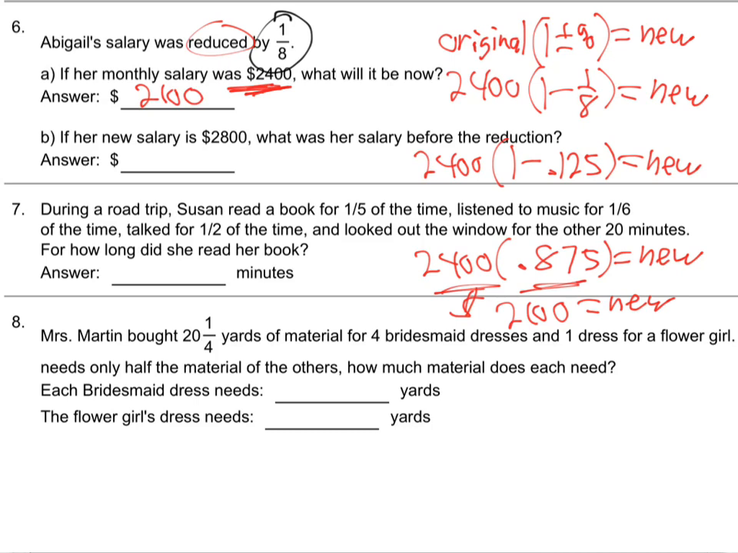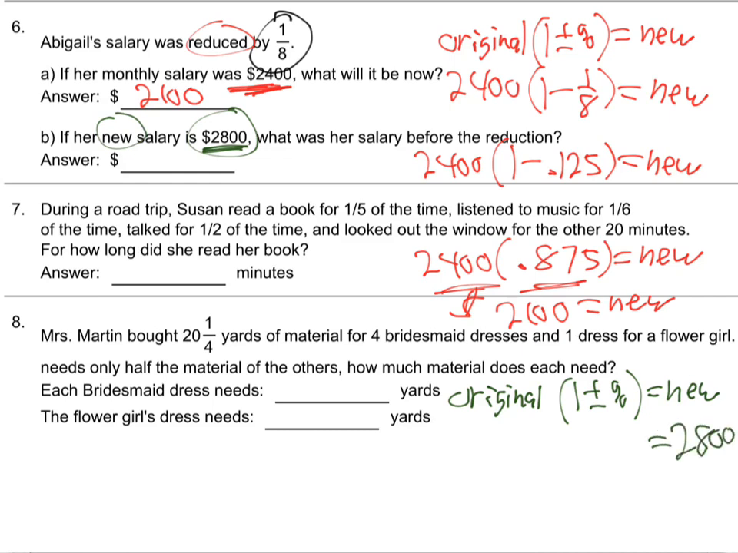Now, how about part B with our last 2 minutes here? Part B, her new salary was 2,800. So I'm going to go down here. Original times 1 plus or minus percent is new. So the 2,800, is that the original or the new? Well, it says new right there. So that's the new, 2,800, and the original is X, times 1 minus 1/8. Same thing, you can make that 0.875 like I showed in the last one.